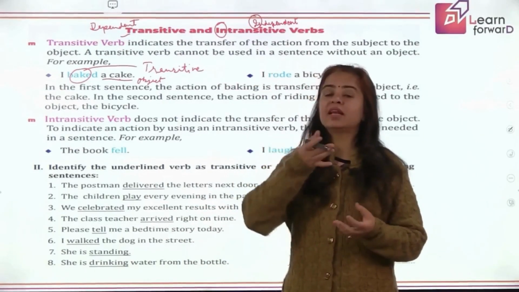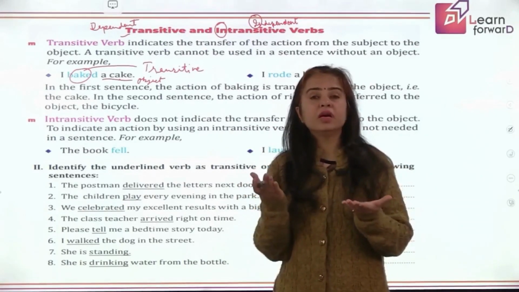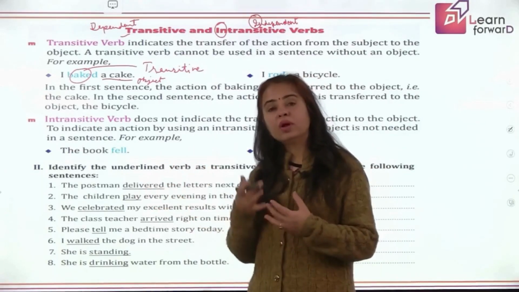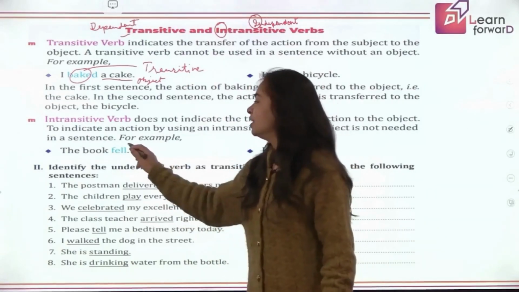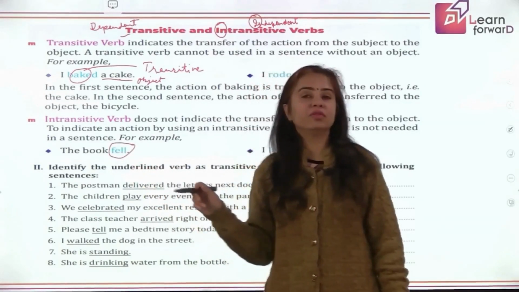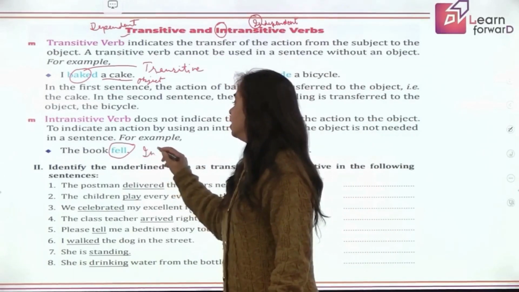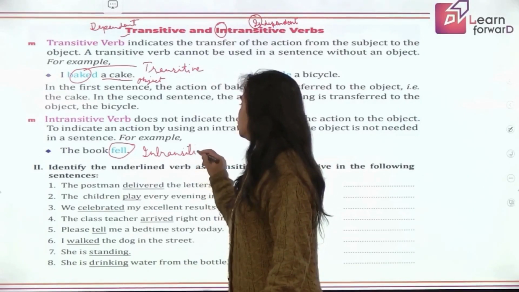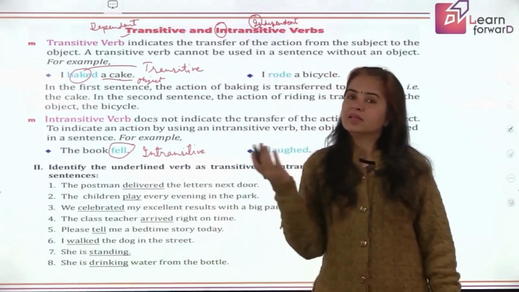Just like I said, I cut vegetables. I am cutting, but who is receiving, who is being cut? The fruits are being cut. Here, the book fell. Is anybody receiving the action of falling? No. So this has an independent structure here. This independent gives you the word intransitive. I hope this is clear to you now. Independent is intransitive and dependent is transitive.